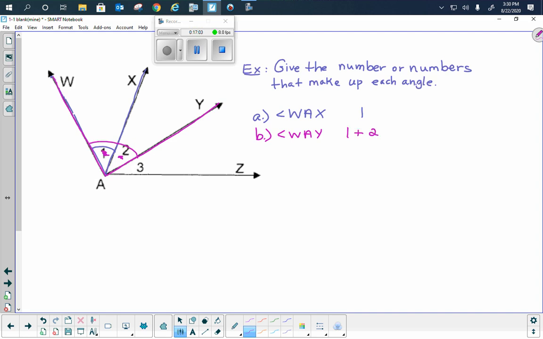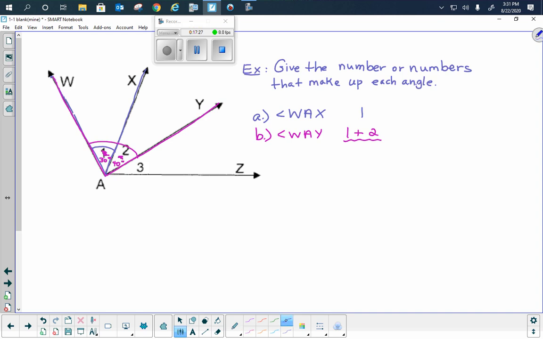Okay, because if 1 had an angle measurement of, say, 30 degrees and 2 was 40 degrees, and I asked you for WAY, I hope you would tell me the whole thing would be 30 plus 40, which would be 70 degrees. Okay, so that's why I want you to get in the habit of putting the plus in here. So call it 1 plus 2.